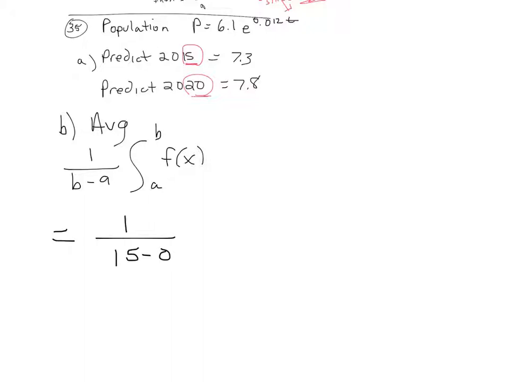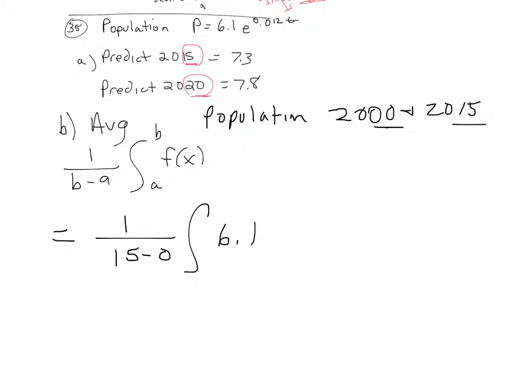Oh, I didn't write the question. They wanted the average population between 2000 and 2015. Okay? Because you're thinking, where's she getting 0 and 15? So that's my 0 and my 15. And then my 6.1, that's 0 to 15, e to the 0.012 t dt.